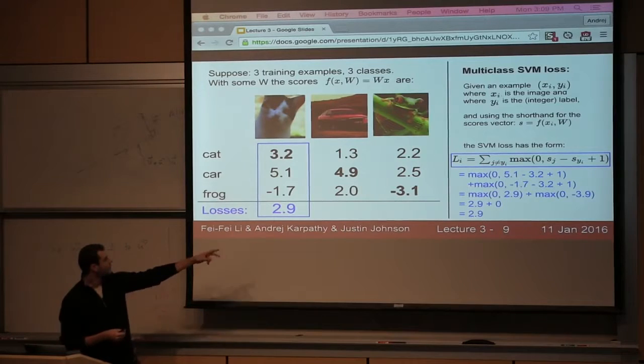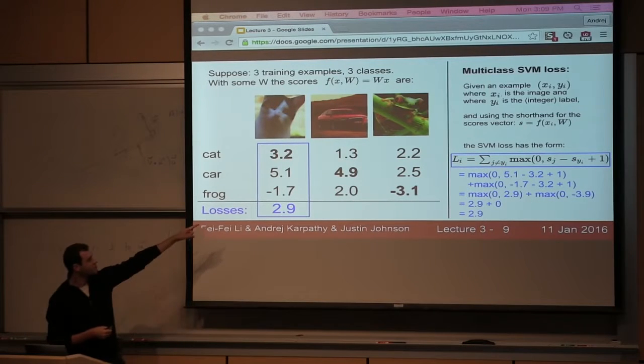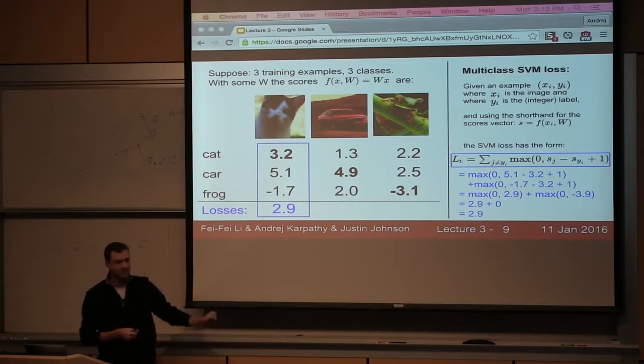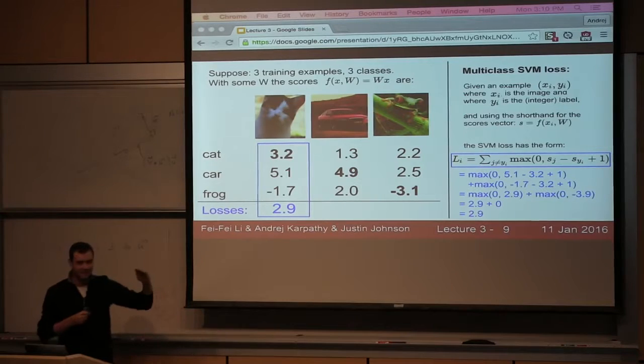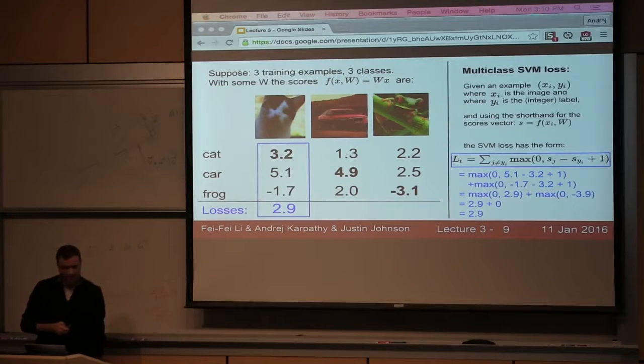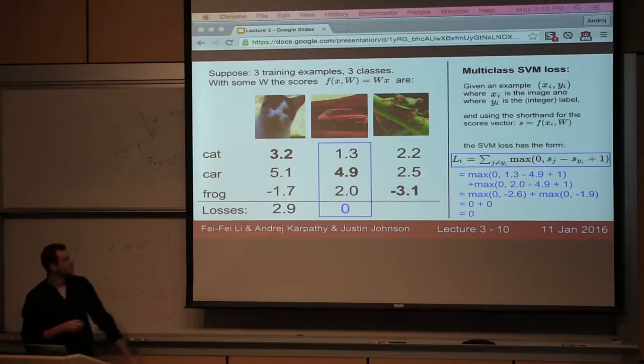And in the other case, the frog case, you can see that the frog score was quite a bit lower, below 2.2. And so the way that works out in the math is that you end up getting a negative number when you compare the scores, and then the max with 0 clamps it at 0, so you get a 0 loss contribution for that particular part, and you end up with a loss of 2.9. Okay? So that's the loss for this first image. For the second image, we're going to again do the same thing, plug in the numbers. We're comparing the cat score to the car score.